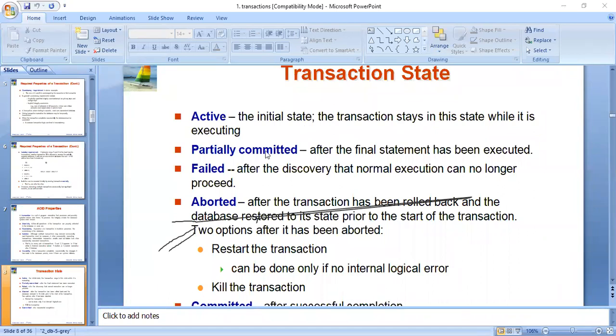Partially committed means after the final statement has been executed, but it is not saved. That is called the partially committed state. Next, the failed state. If for any reason we are unable to execute the transaction in normal condition, that is called the failed state. You can read here: after the discovery that normal execution can no longer proceed, it is called the failed state.